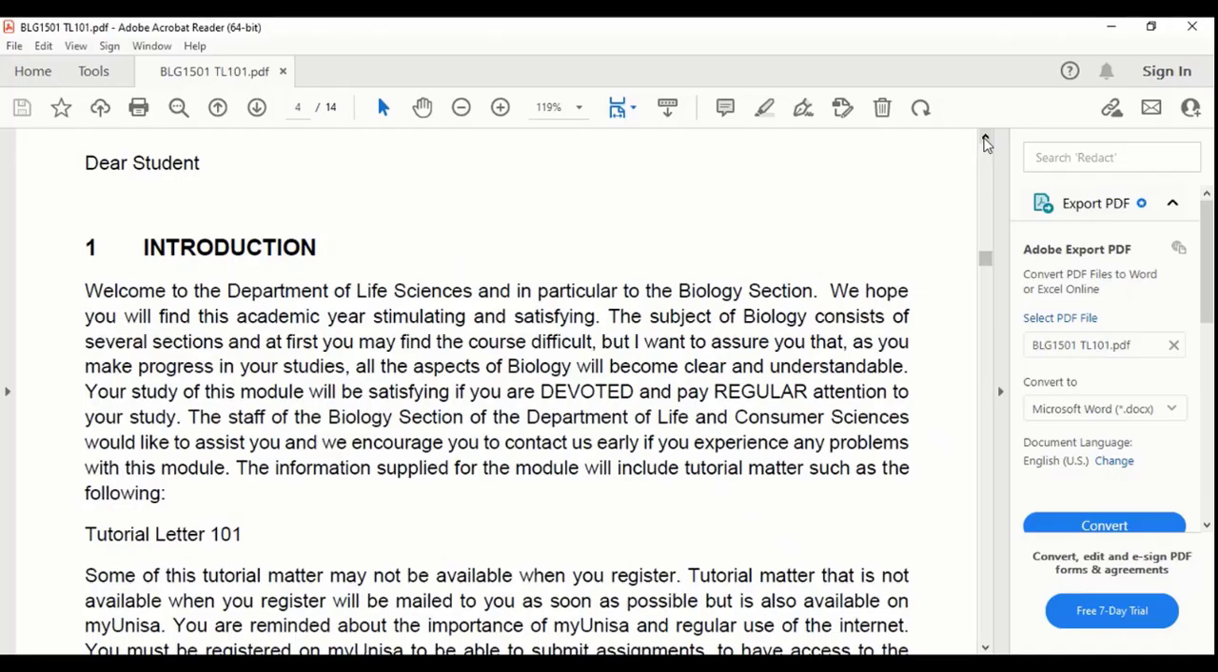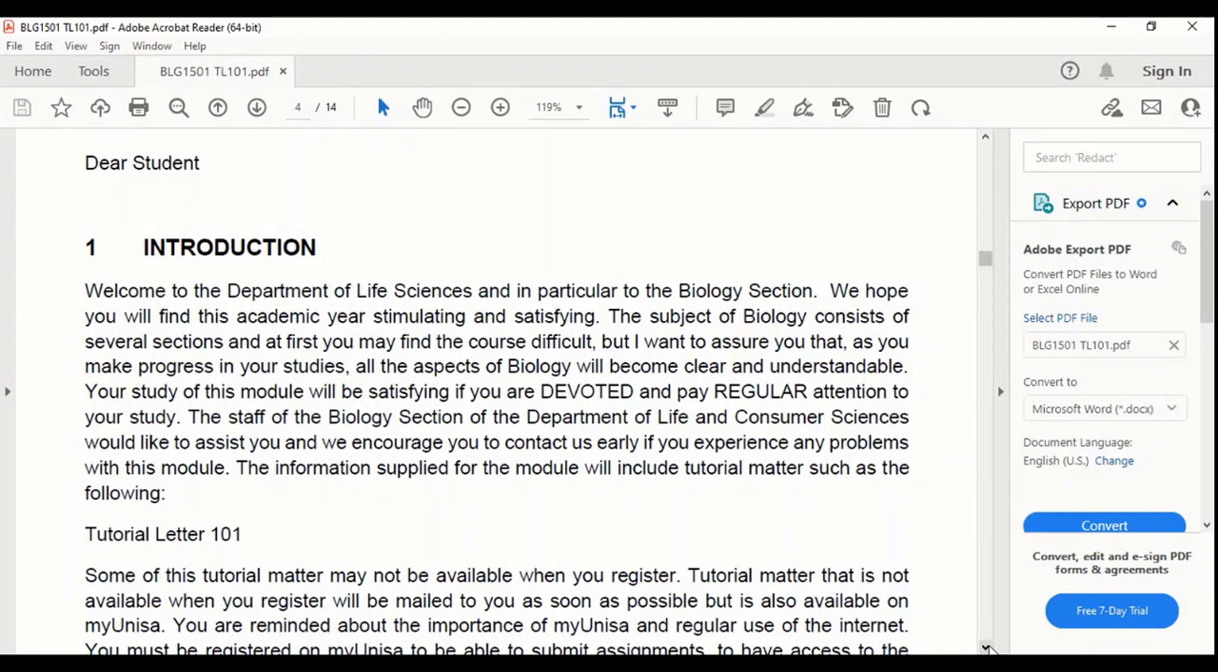And this is just a tutorial. They call it a tutorial letter. So I'm going to start here. This is the message for you, where they are just welcoming you to the biology session, saying that you are going to enjoy the course, because in as much as you might be struggling, every experience you should be able to enjoy.